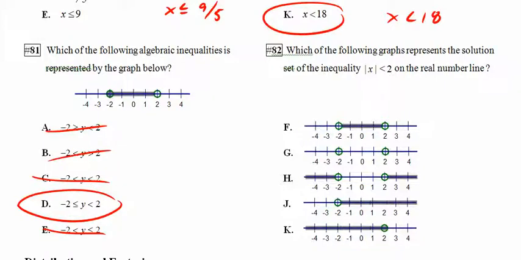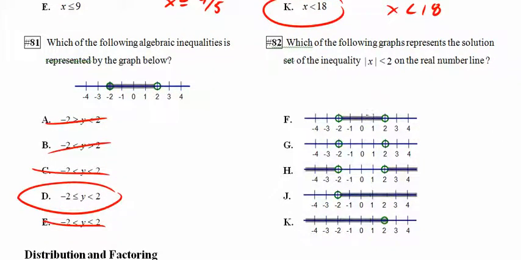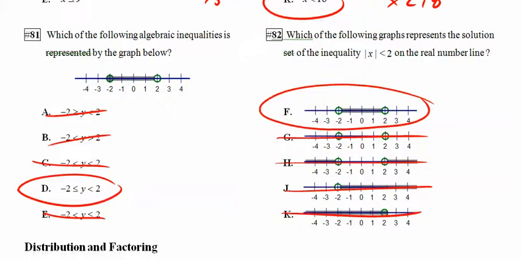The absolute value of x is less than 2. Plug in a value. Does 0 work? Is 0 less than 2? Yes. So it's definitely not G, definitely not H. Try 3. Is 3 less than 2? No. Try -3. Is the absolute value of -3, which is 3, less than 2? No. So we're right here.